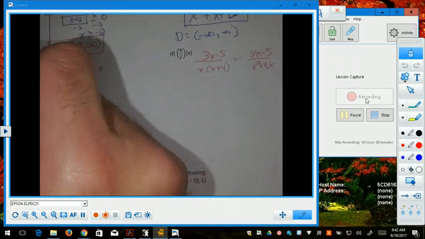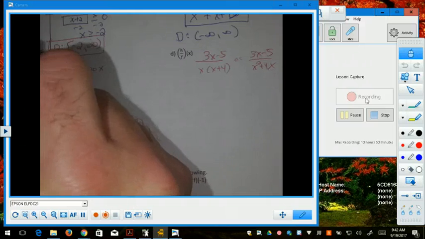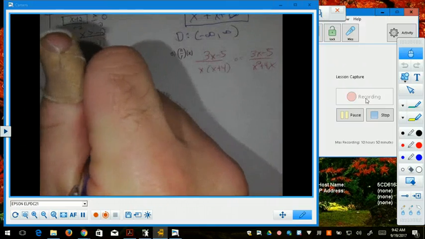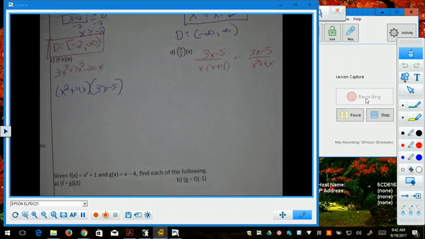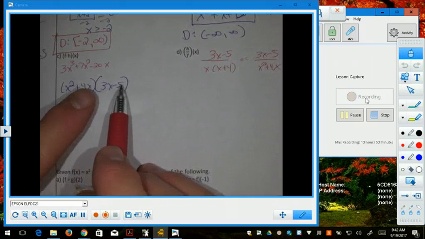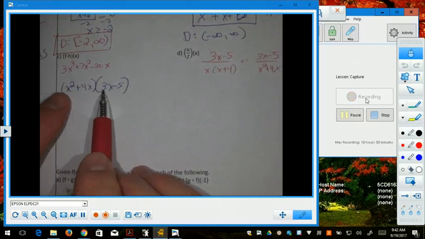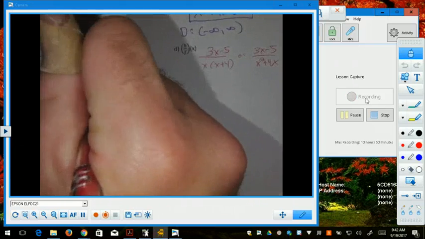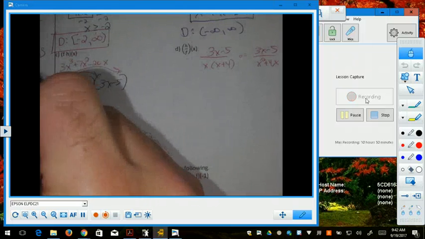So on the first one, f times h, you had x squared plus 4x multiplied by 3x minus 5. You can choose to FOIL if you want, which is doing the first terms together, then the outside, inside, last. I don't do it that way. I just distribute my x squared to both terms. It doesn't matter. You can do it either way.